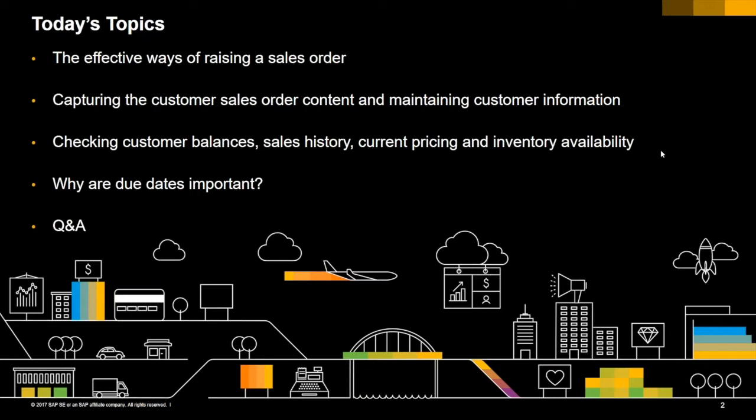From there, we'll look at customer history, their current account balance, their sales history, if they have any special pricing or price lists that we need to look into before we raise an order. We'll look at that, and then we'll drill into some tools and features around inventory availability.